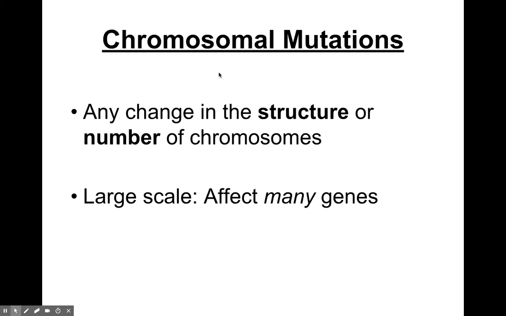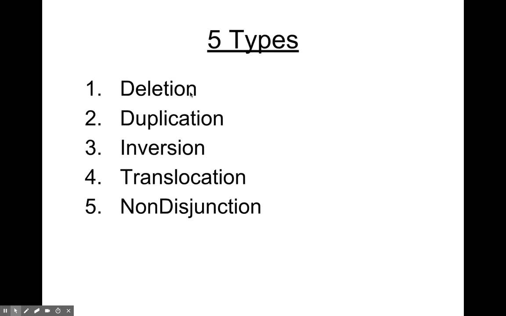So, chromosomal mutations. This is any change in the structure or number of chromosomes. The big difference between these and genetic mutations is that these tend to be really large scale, and they affect many genes. When you have a genetic mutation, it just affects one specific gene. In a chromosomal mutation, you're talking about many different genes involved because these are huge mutations that often involve many different genes or entire chromosomes. There are 5 types, and we'll talk about each type. Deletion, duplication, inversion, translocation, and non-disjunction.